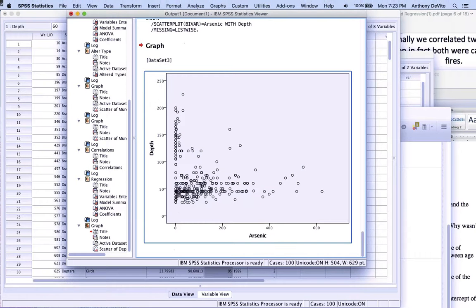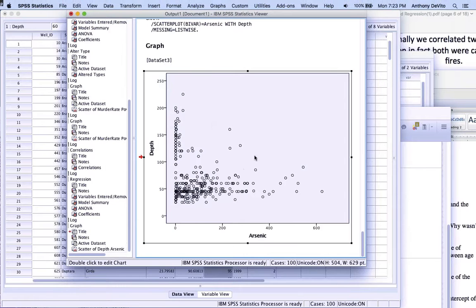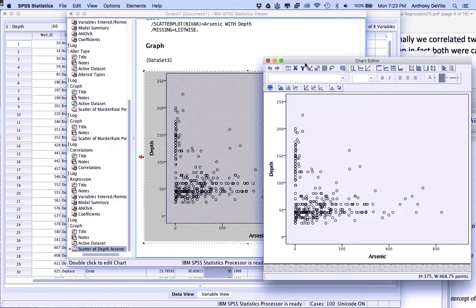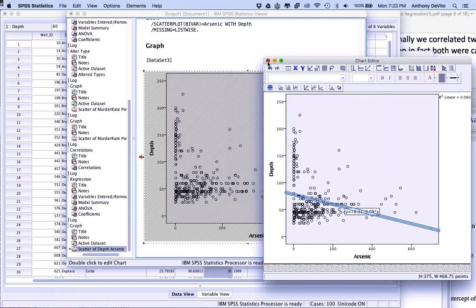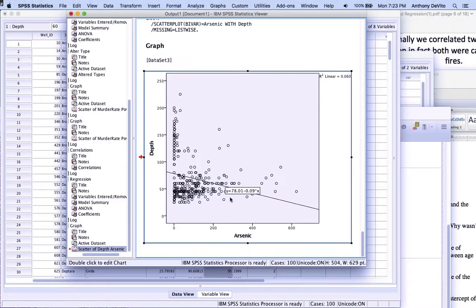And boy, that's hard to see, right? Because a lot of them had no arsenic in them, right? And at a variety of depths. So it's kind of hard to see here. Let's actually have SPSS draw a fit line for us, okay, and see what kind of numbers we get. Okay, well look at this. There's an interesting association here.